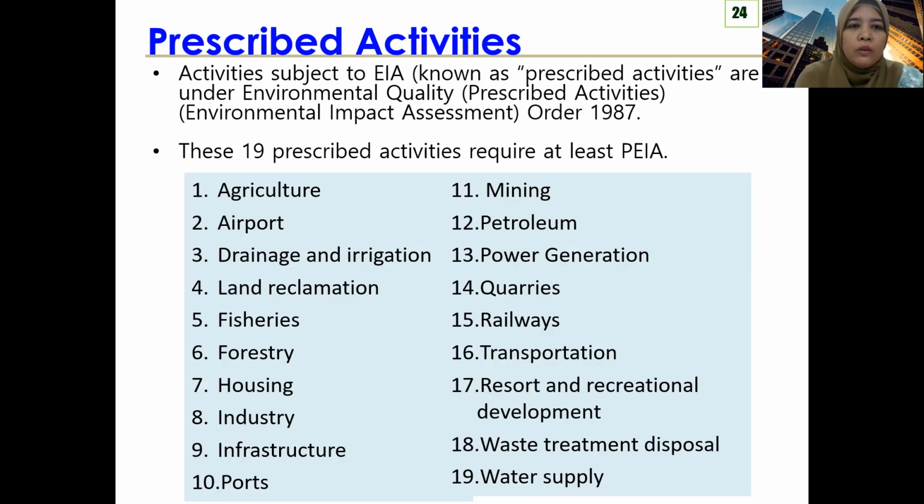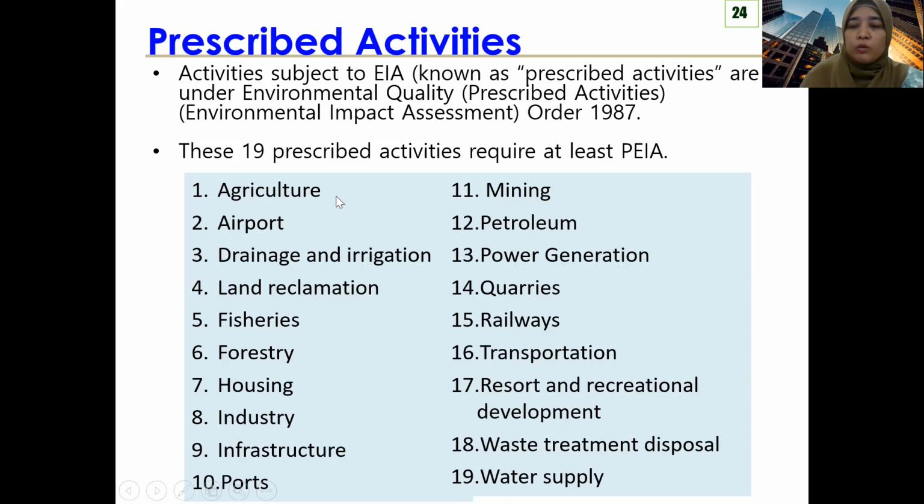Now, we go one by one through the prescribed activities. The first one is agricultural activities. Certain types. These are just the types of activities. Each type of activity will then be defined according to quantum, what form and what kind of activities. Not all agricultural activities require PEIA. But what scale? In terms of the size of the project or the site, for instance, or what agricultural activity? There are certain types, descriptions and details that come together with these activities.